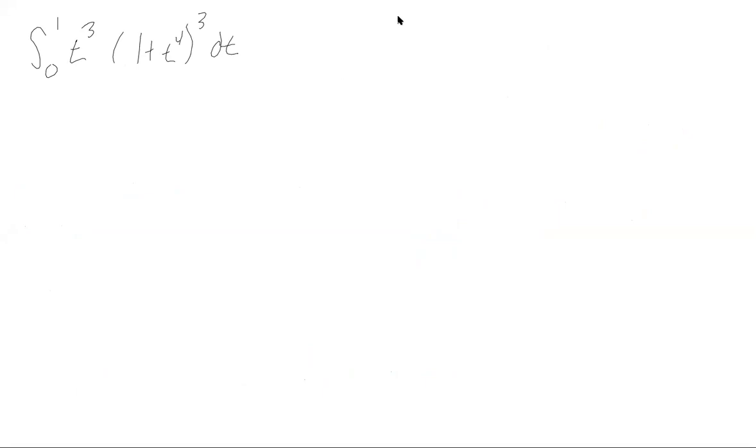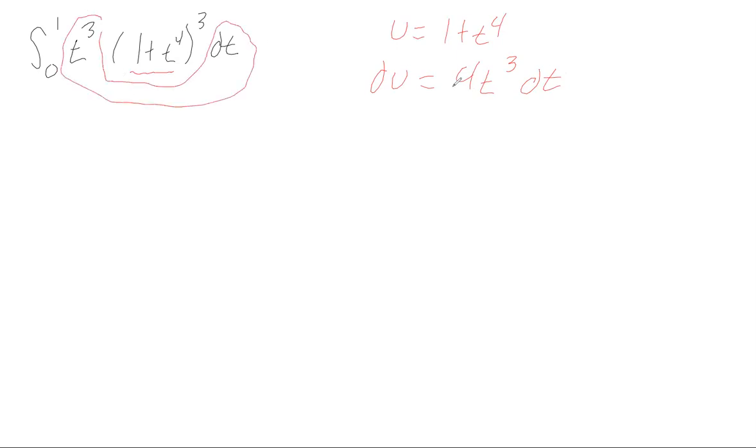Now, we're going to have to make a u. The more complicated function is clearly this parentheses to the 3rd power. If we look inside here, the derivative of the constant is 0, and the derivative of t to the 4th would be 4t cubed. We have a t cubed out here, so we're going to let u equal 1 plus t to the 4th. Our du is going to equal 4t to the 3rd dt. We have t to the 3rd dt, so we need to get rid of that 4. So 1/4 du equals t cubed dt.